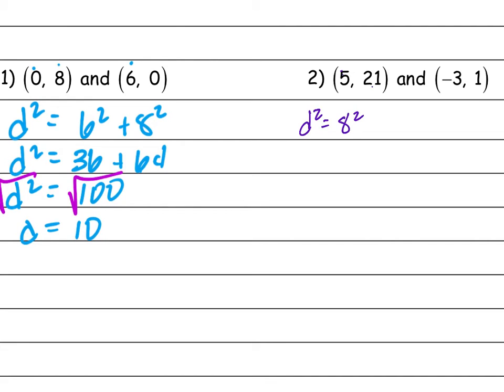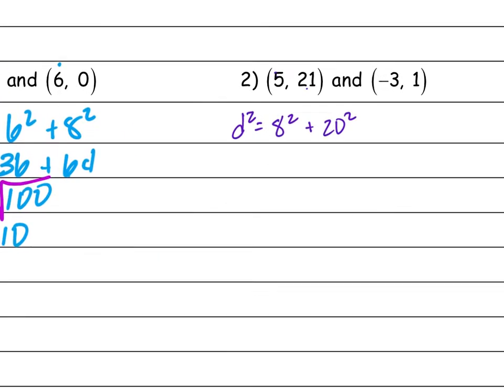And what's the distance between 21 and 1? It's 20, because they're both on the same side. So the distance between 21 and 1 is 20. So plus 20 squared. And there we go. A squared plus b squared equals c squared.